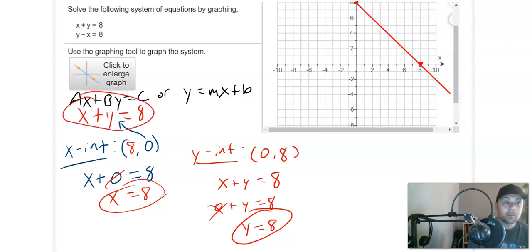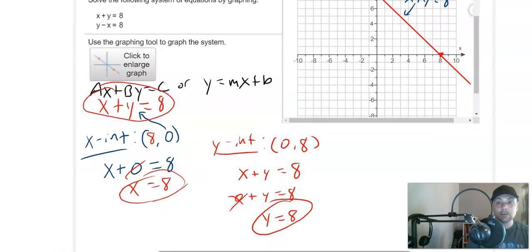And what you need to remember for this whole process to make sense, now I could just tell you, do this and here's where you find your answer, but I want you to understand why this process works, why it finds you the answer that you're looking for. On this line is where x plus y always equals 8. Every point on this line is a solution.